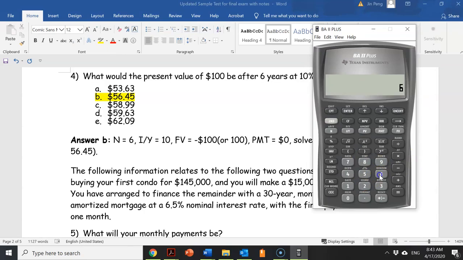So here we just input N as 6, I as 10, FV as negative 100, payment as 0, and compute for PV. Okay, we have 56.45 as our present value.